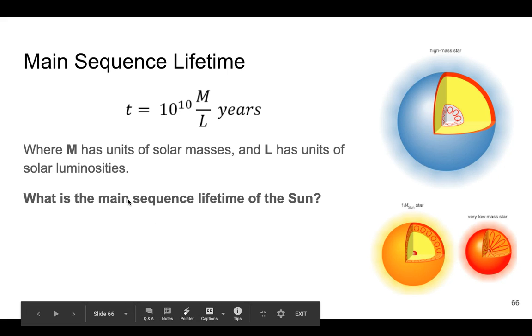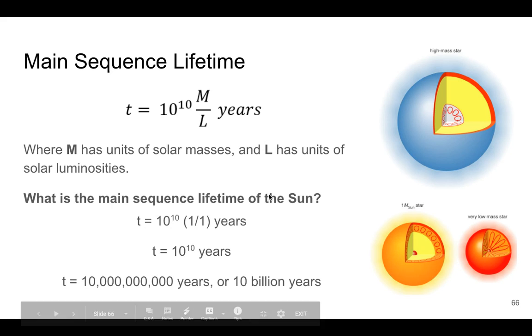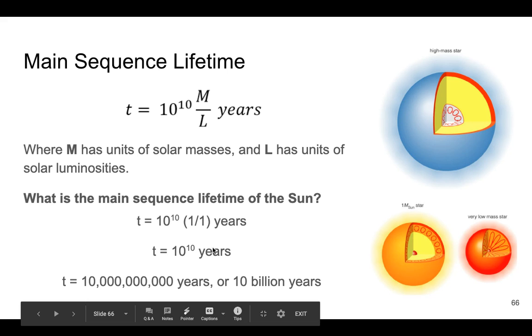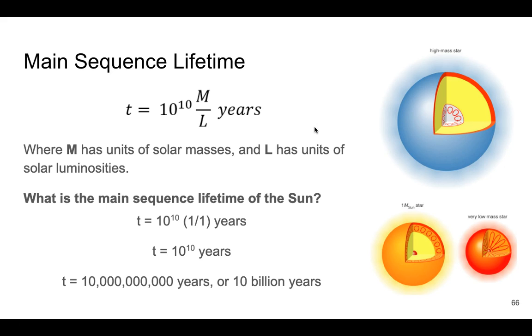So what is the main sequence lifetime of the sun? Well, here's how you use this formula. Plug in 1 for M, because the sun has a mass of 1 solar mass, and plug in 1 for L, because the sun has a luminosity of 1 solar luminosity. So now you have 10 to the 10 times 1 over 1, which is just 1, years, which is 10 billion years. So that means the sun will live about 10 billion years, according to this rather approximate formula for main sequence lifetime.